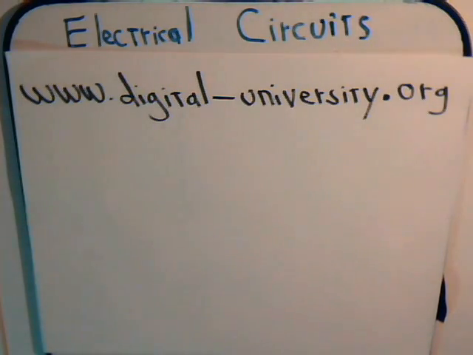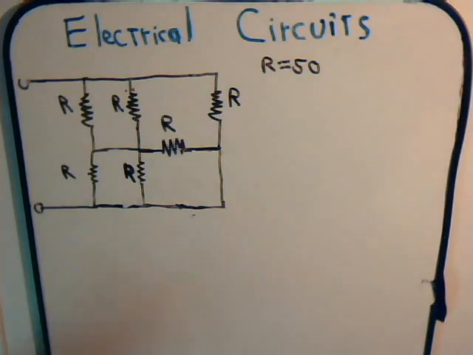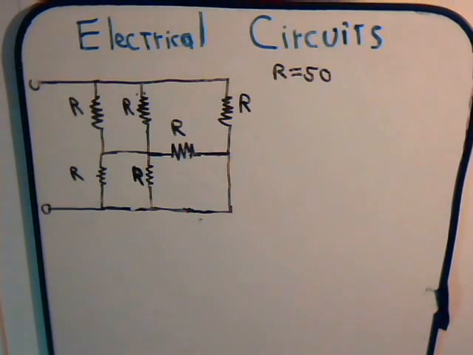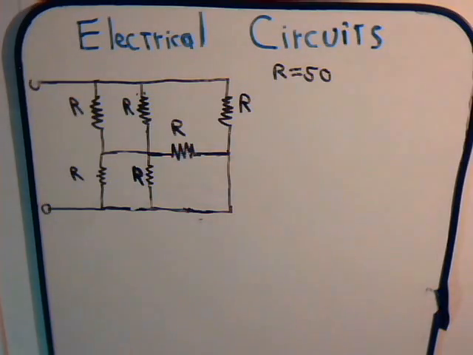This is video number 6 from digitaluniversity.org. We're going to try to present a whole series of videos where we develop different techniques for analyzing electrical circuits. For this video, what we want to do is just find the equivalent resistance of this circuit right here, where all of the resistors have the same value of 50 ohms.